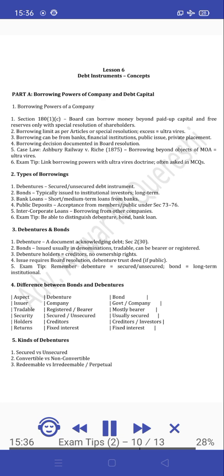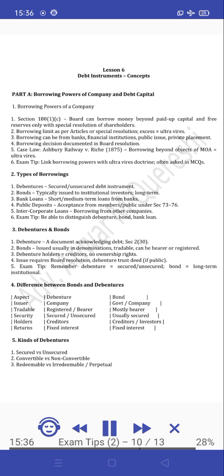4. Difference between bonds and debentures. Aspect: debenture, bond. Issuer: company; government or company. Tradable: registered; mostly bearer. Security: secured or unsecured; usually secured. Holders: creditors; creditors or investors. Returns: fixed interest; fixed interest.